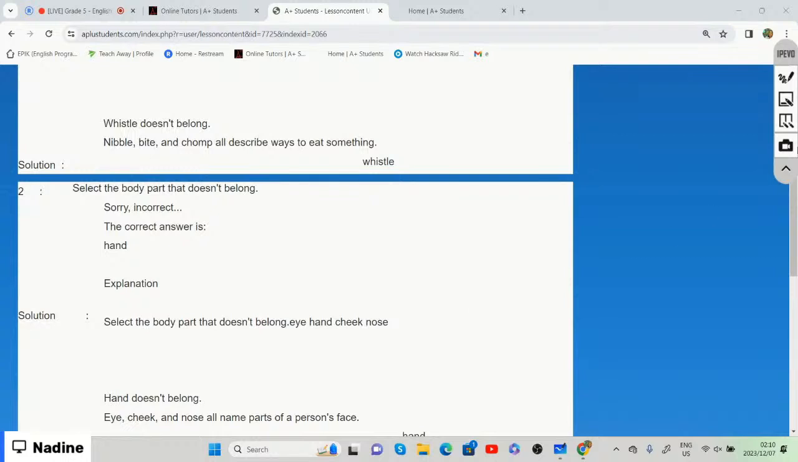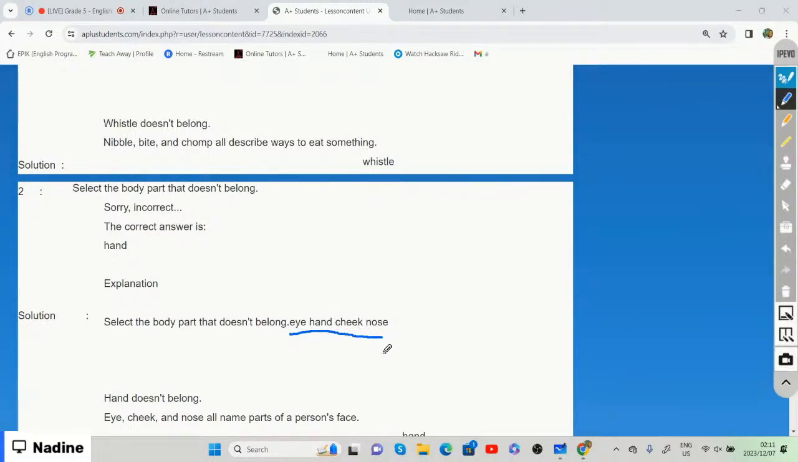All right, let me rewrite it. It says eye, hand, cheek, nose. We need to select the word that does not belong. There's eye, hand, cheek, nose. And if you look at most of those words, they basically relate to something, specifically the face.